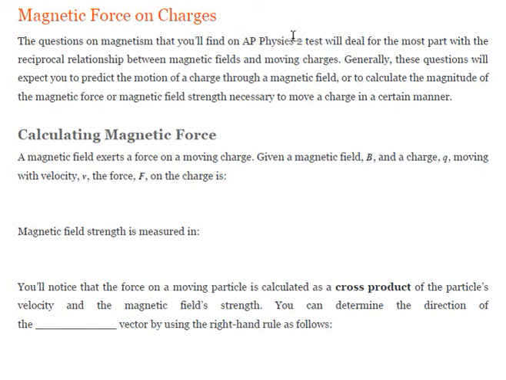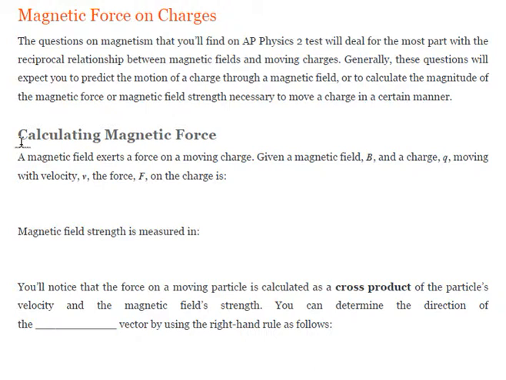So the bulk of questions that you'll run into just deal with the relationship between magnetic fields and moving charges. Usually you'll be predicting which way a charge is going to go. So all of a sudden there's a force. How is it going to affect the path of some charge that's moving through a field? Or if you wanted to move a charge a certain way, what kind of magnetic field would be responsible for that?